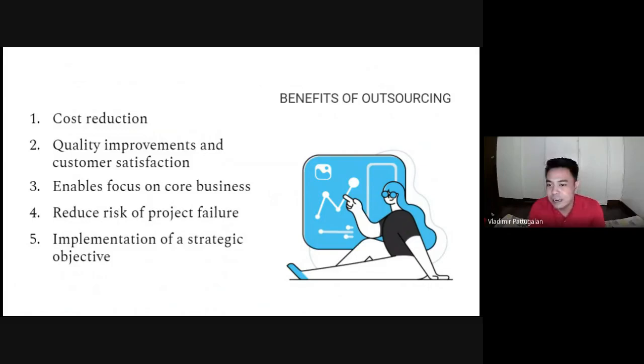Third reason would be to enable the focus on core business. Going back to my example for number two with quality improvements and customer satisfaction. Once again, let's pretend this local bank would like to digitize. So if it outsources its digitization projects to a third party, they could still pour their existing resources to their core business, which is like banking, right?